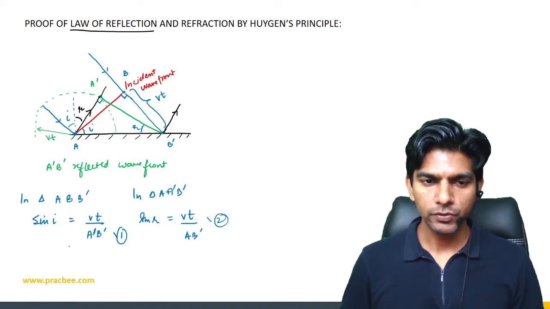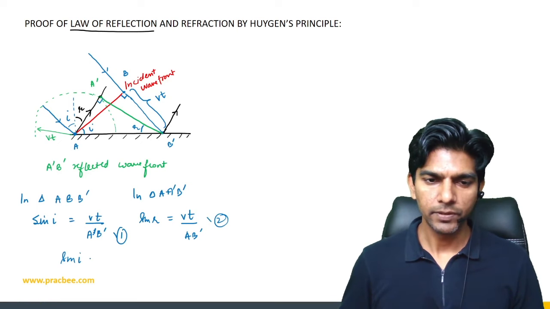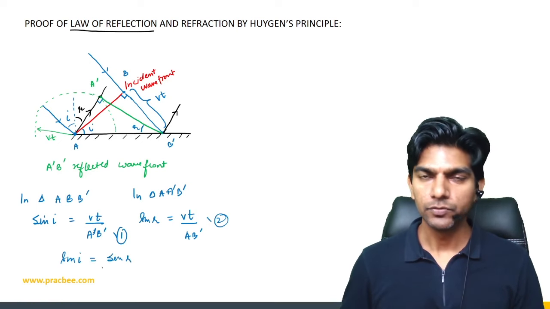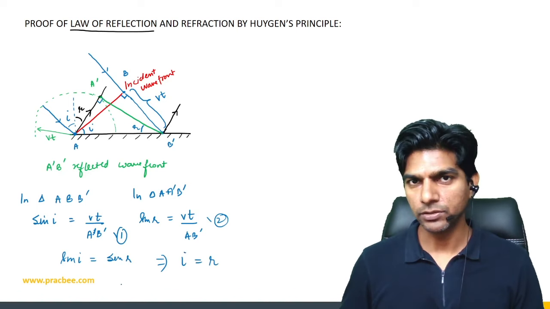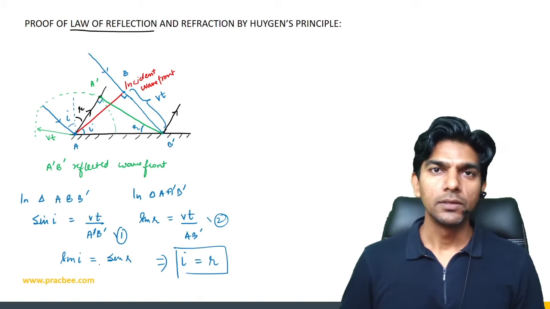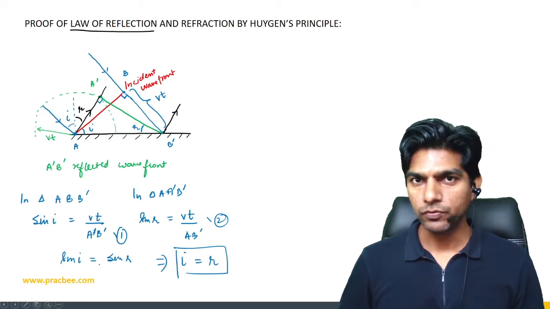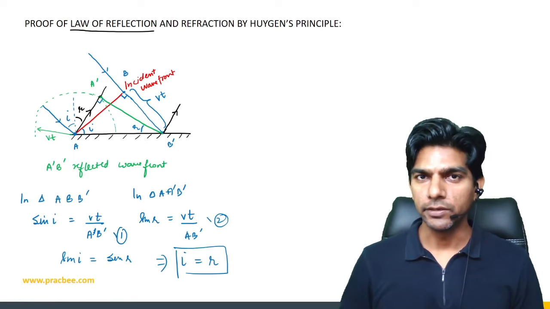By comparing these two equations, we can say sine I is equals to sine R. So from this, it implies that angle of incidence is same as the angle of reflection. So this is nothing but the law of reflection. So we have proved law of reflection by using Huygens principle. Now let us see the proof of law of refraction by using Huygens principle. So before that, let us see the animation of refraction.